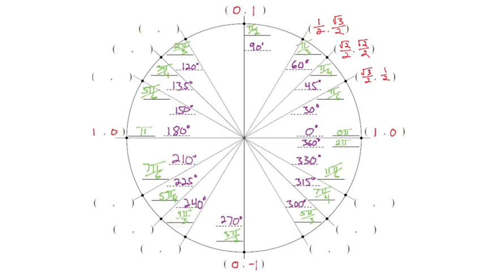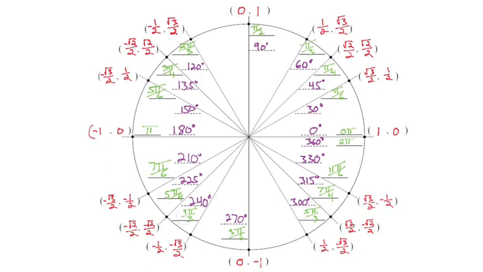So I want you to maybe pause the video and see if you can fill out these 3 points in the second quadrant. These will have a negative x and a positive y. Fill out these 3 points in the third quadrant. They'll have a negative x and a negative y. And then fill out these 3 points in the fourth quadrant. They'll have a positive x and a negative y. And boom, that's what your unit circle should look like when it's completely filled out.